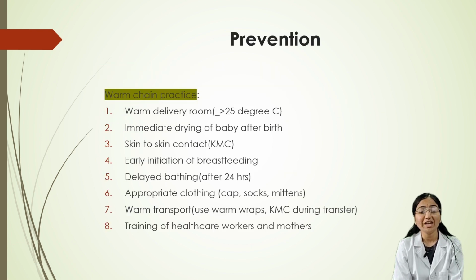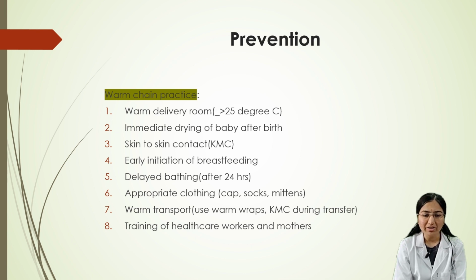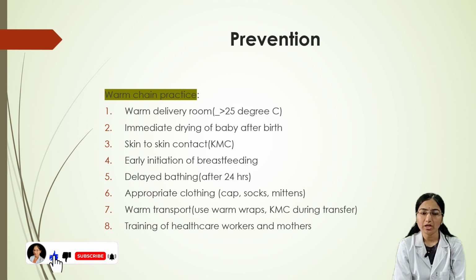Next, the most important part of this topic is prevention. How to prevent? Warm chain practice. In that, a warm delivery room, immediate drying of the baby after birth, and skin to skin contact, KMC, which is very important here. Then early initiation of breastfeeding, delayed bathing, appropriate clothing, warm transport, and training of healthcare workers and mothers. This is all about the prevention of hypothermia in newborns.